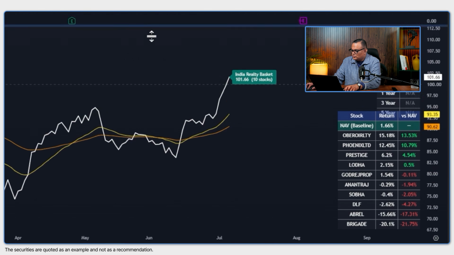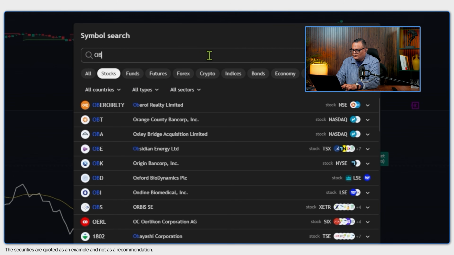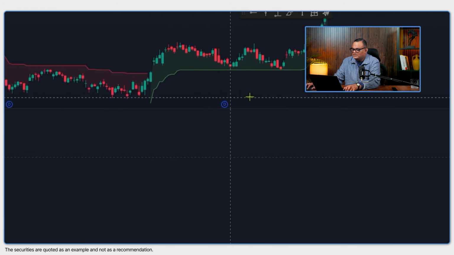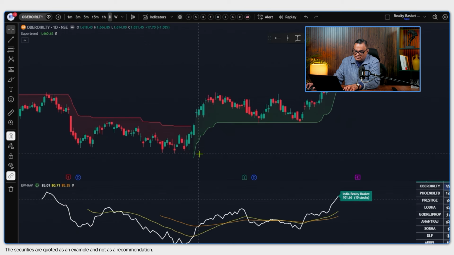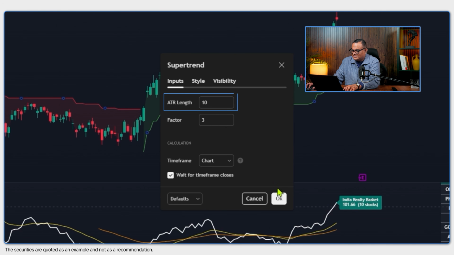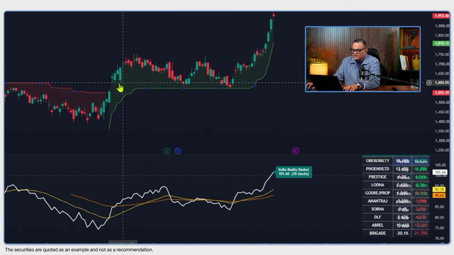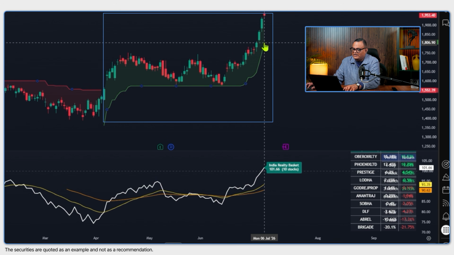Nevertheless, what you could now do is select any of these stocks. So let's say we look at Oberoi Realty. We just pick up Oberoi Realty over here, and you can now apply any trend indicator that you want to see. One of my favorites is Super Trend, and you could use the default setting of 10:3 over here. We have applied it to the chart, and the chart is on a daily time frame. So you can apply it, and then you can see whether the stock is in an uptrend or not, and that helps you get an entry into the stock.